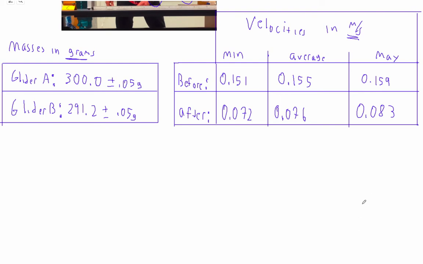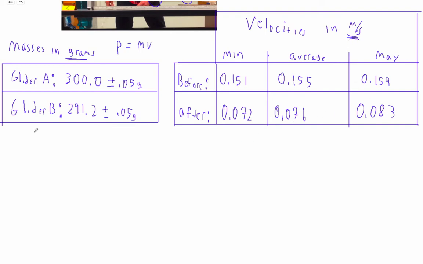In this video, I'm going to show you how to do the calculations for the momentum lab. Remember that on the face of it, momentum is pretty simple. Momentum is just mass times velocity. So we're going to multiply these masses times these velocities. Notice these are in grams, these are in meters per second. So the units we're going to get here are gram meters per second, which is just fine.